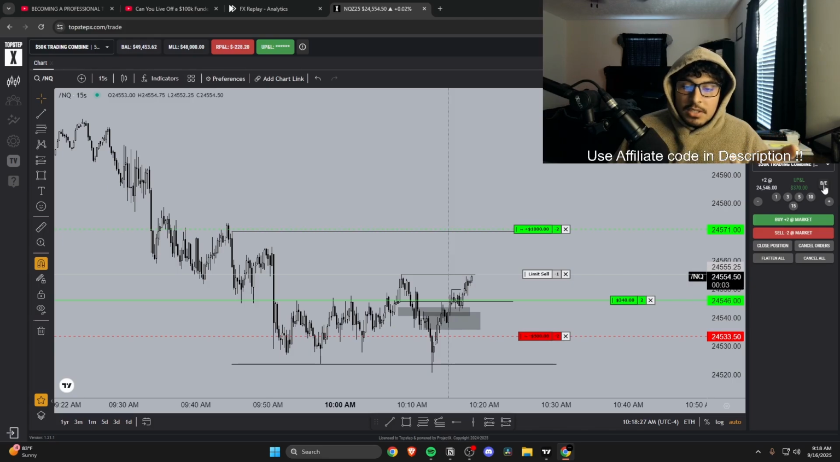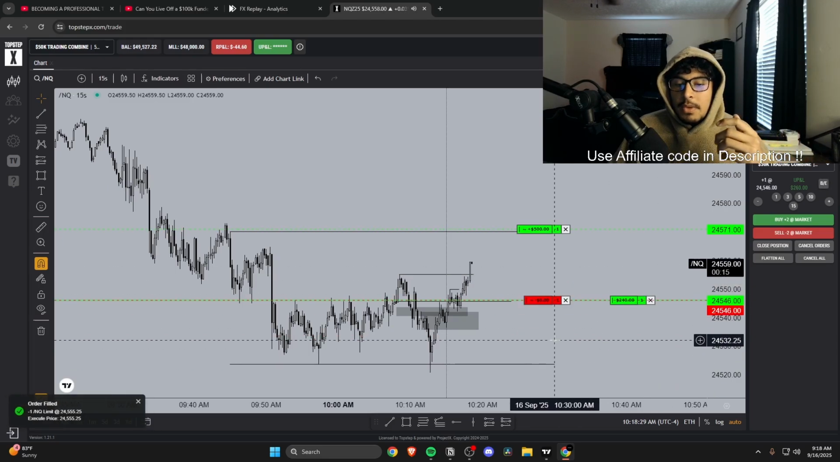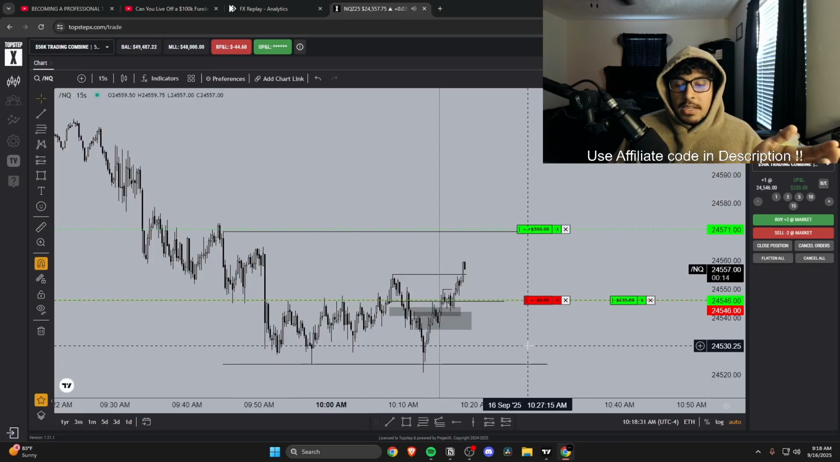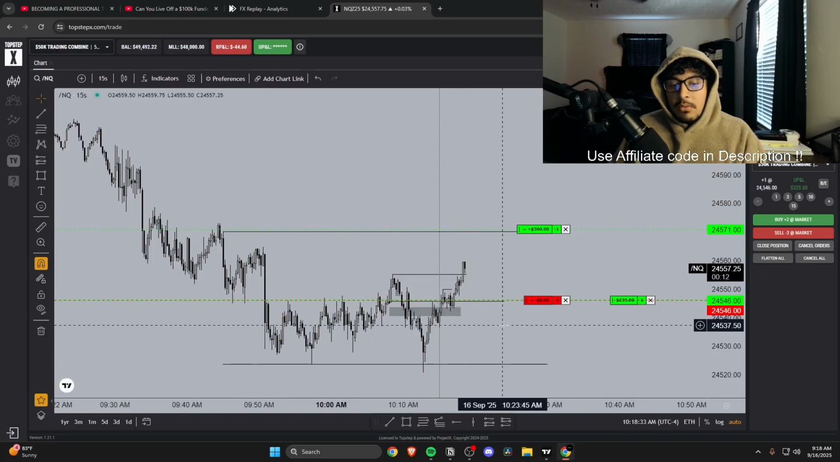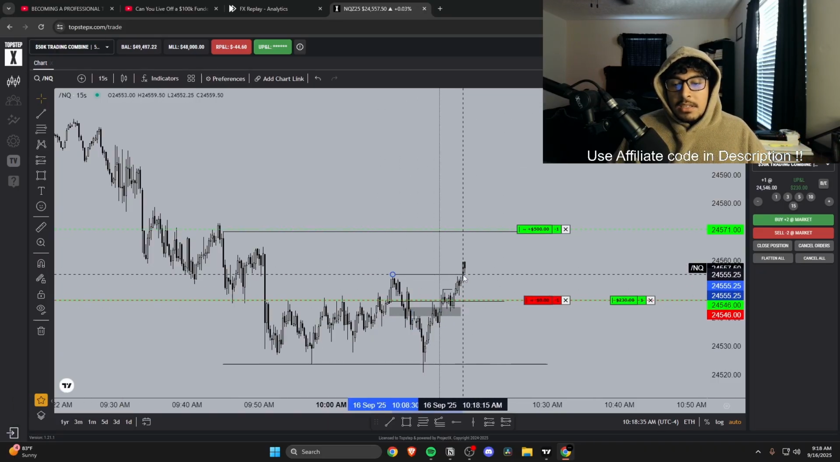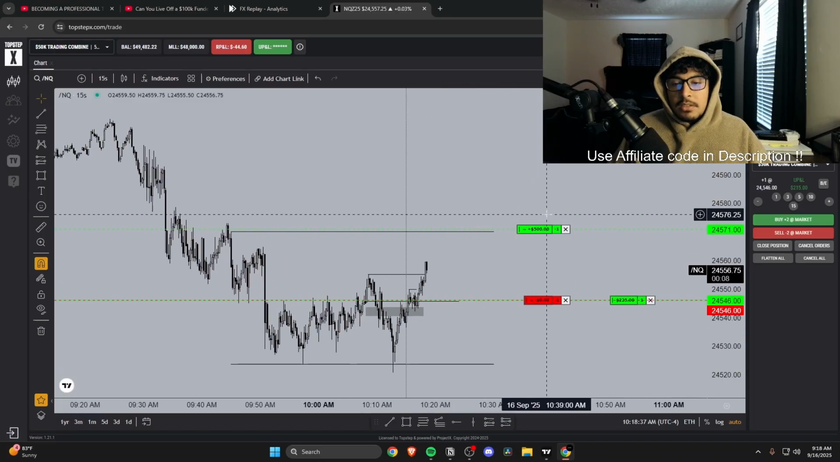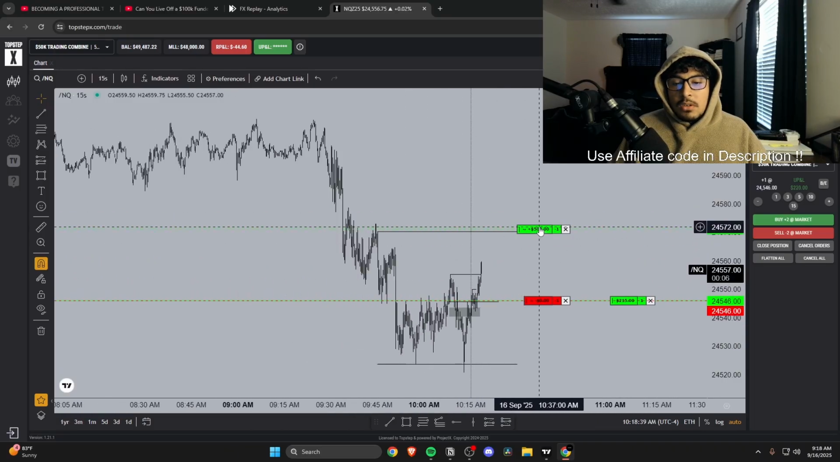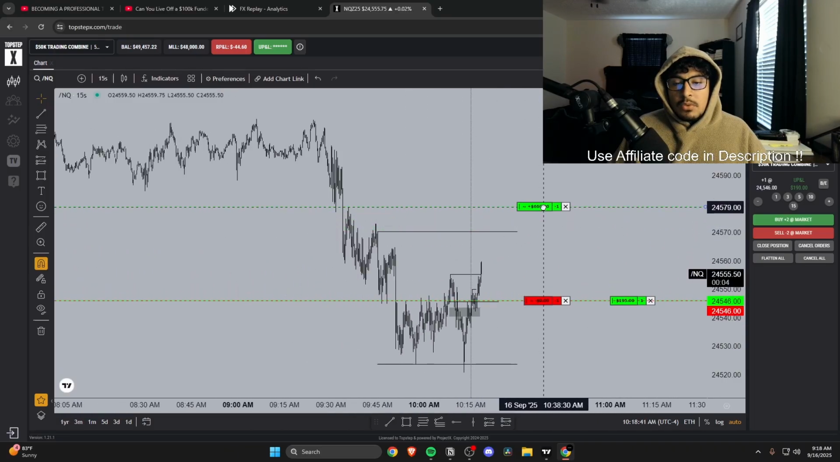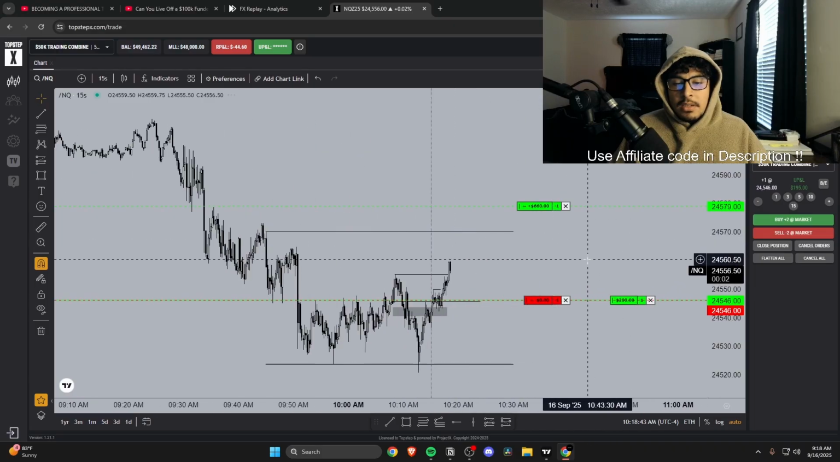We have a CRT on the 15, and then boom, we have a 2-minute inversion fair value gap with the BPR here that formed on the 15. We had a break above the highs. Now you want to see the market form strong displacement and continue to the upside. Again, this is kind of more of the retracement. I'm gonna move it up just a little bit higher right there.